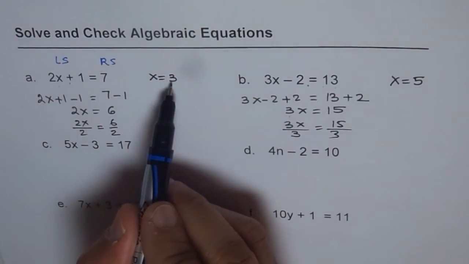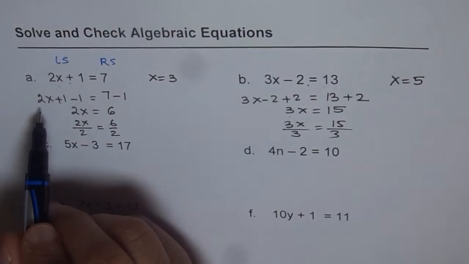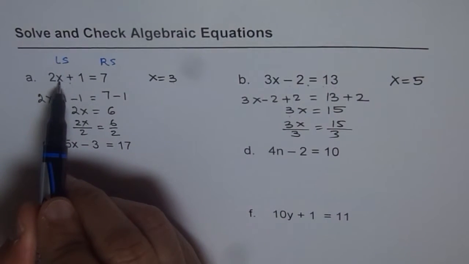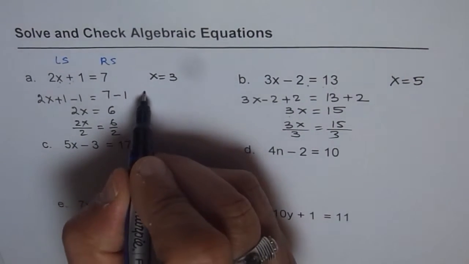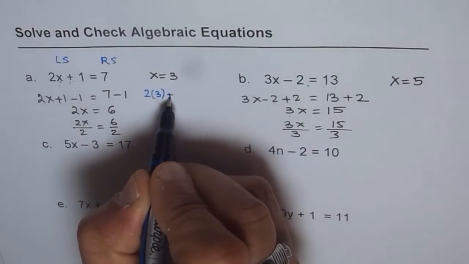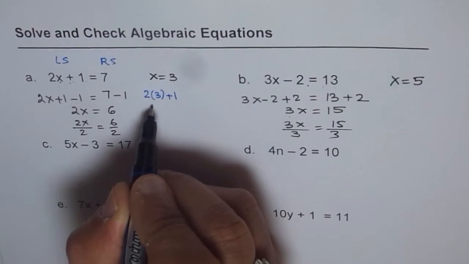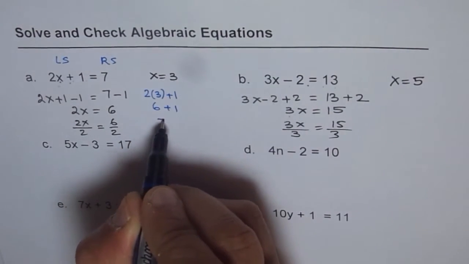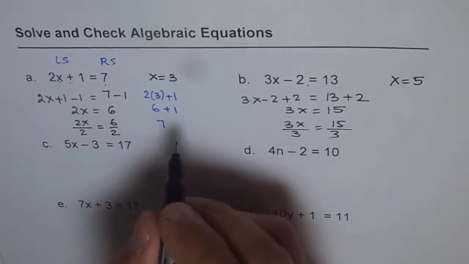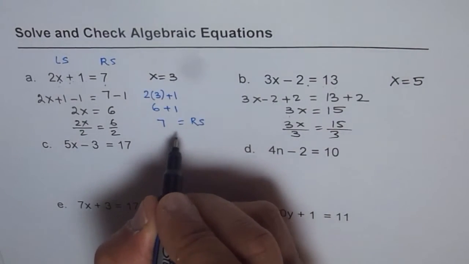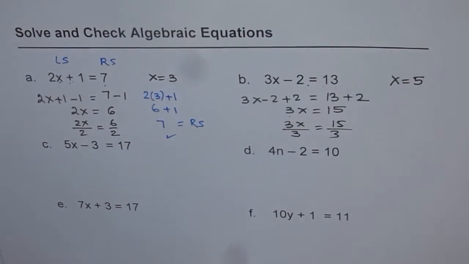If I substitute 3 here, what do I get on the left side? I get 2 times 3 plus 1. This is my left side, right? Which is 2 times 3 is 6 plus 1 and I get 7, right? And 7 is also on the right side. Therefore, I've checked that my solution is correct. That is how you will check it.